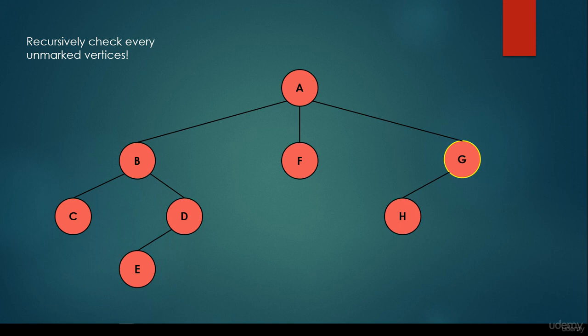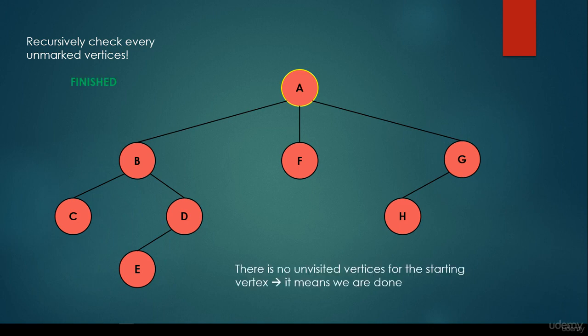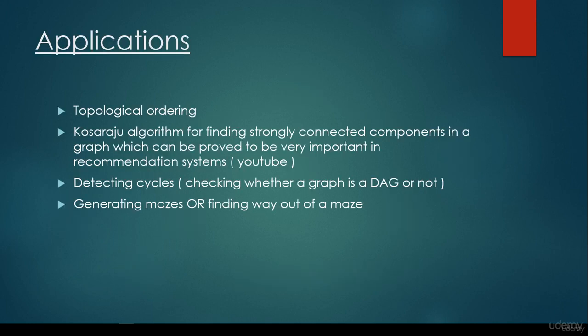Okay, it has a left child, but we have already visited it, so we backtrack to the parent. And when we come to the conclusion that there are no unvisited children for the root node, we consider that we have finished. There are no unvisited vertices for the starting vertex. It means that we are done.